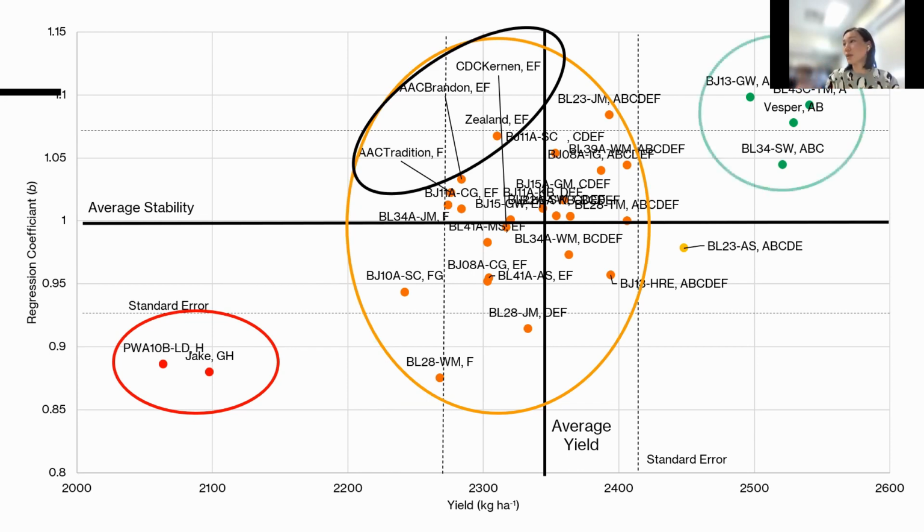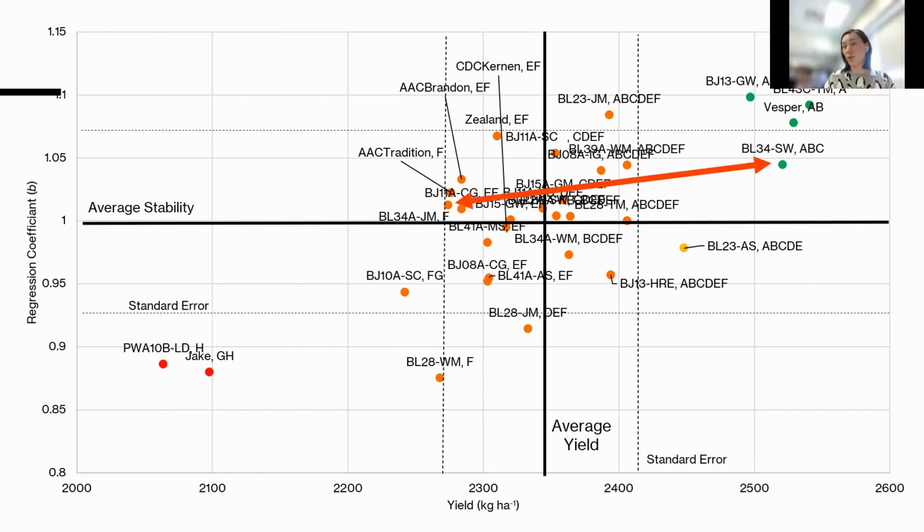And then we have kind of a little bit of our winners up in the top quadrant, which is BJ13GW, BL43CTM, Vesper, and BL34SW. And then this yellow one I like to call the golden unicorn. This one yielded just as well as the other high yielding genotypes, but it was a little bit more stable. It was more stable than those high yielding genotypes.